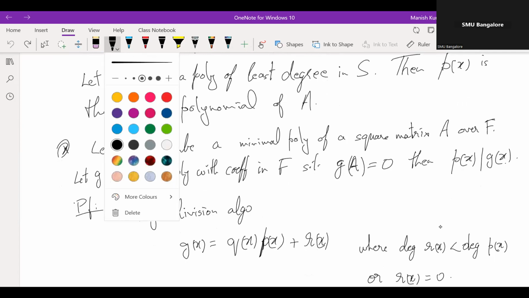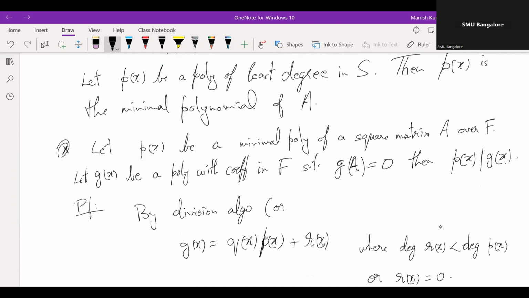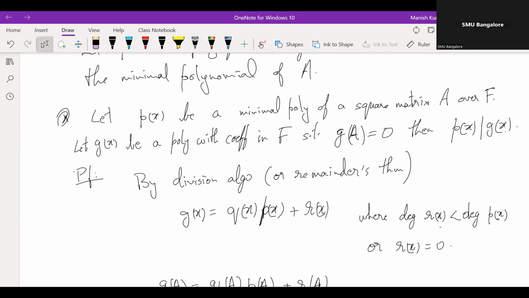So you know this, right? If you divide the polynomial g(x) by p(x), then you'll get a quotient and a remainder polynomial, and the remainder polynomial will have degree less than the degree of p(x), the one with which you are dividing, or the remainder polynomial will be 0. Is the remainder theorem okay?